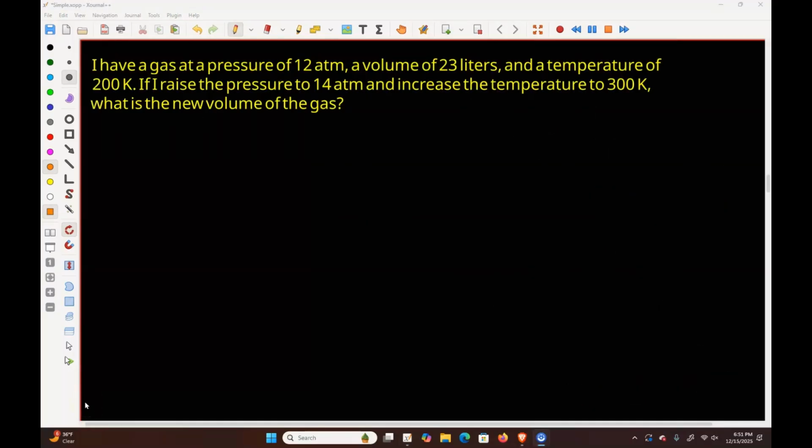Okay, so let's practice working some of these. The first one, I have a gas at a pressure of 12 atmospheres, a volume of 23 liters, and a temperature of 200 Kelvin. If I raise the pressure to 14 atmospheres and increase the temperature to 300, what is the new volume? Well, if I see 2 volumes, 2 temperatures, and 2 pressures, I know I'm going to be using the combined gas law. So I will say that V1 P1 over T1 equals V2 P2 over T2.